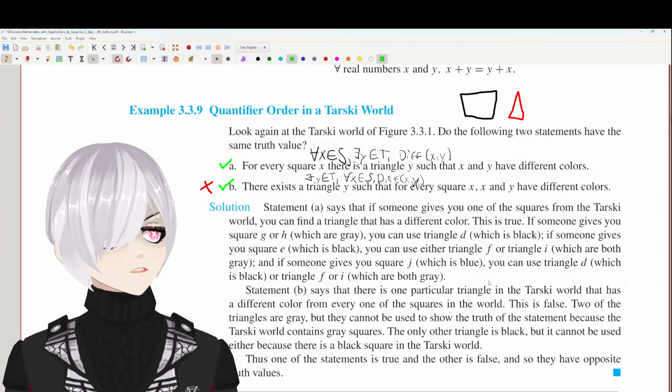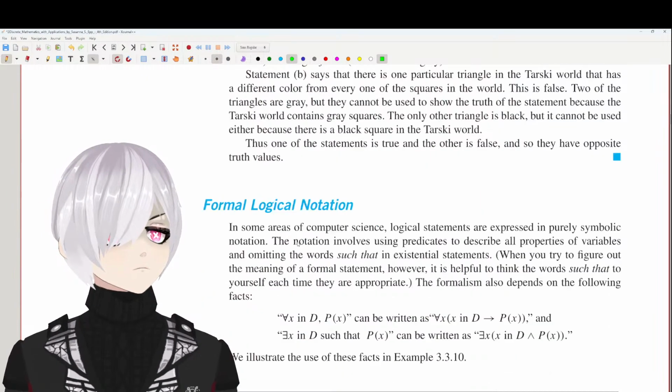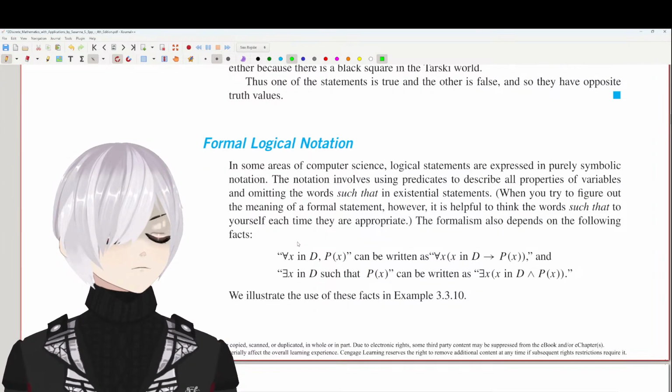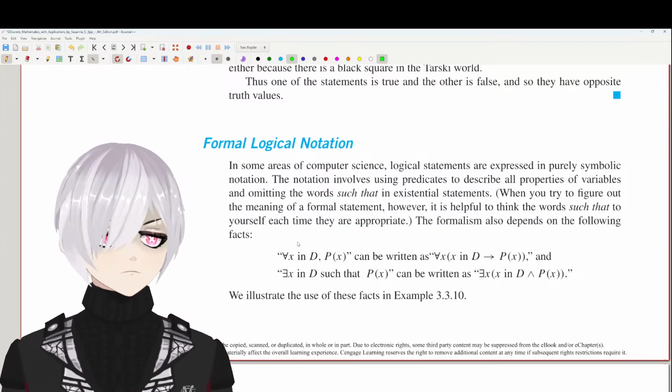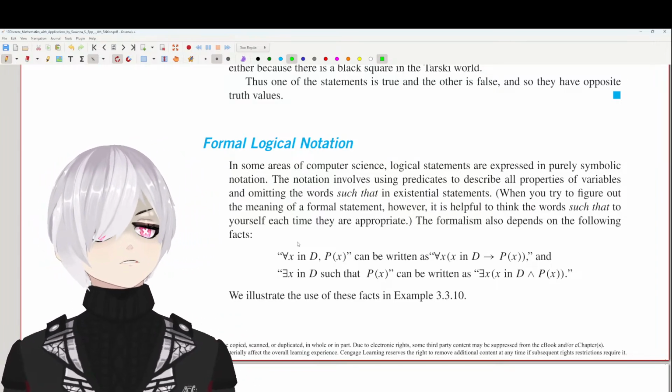Let's see. And that's basically what they said. I'll read this next one.